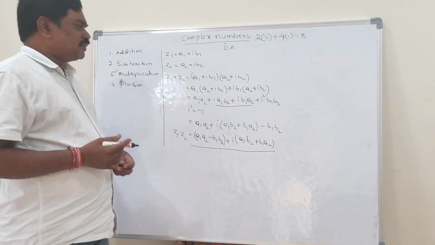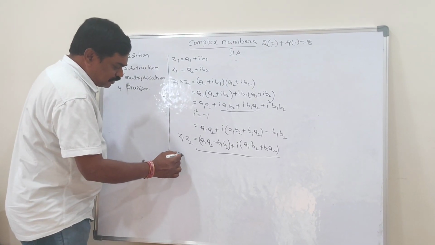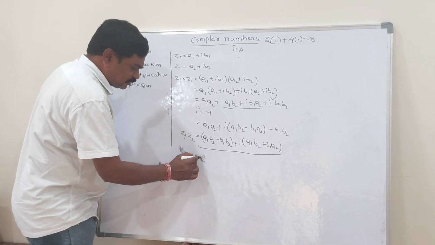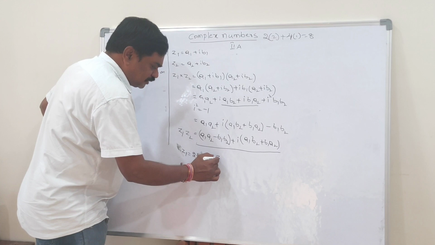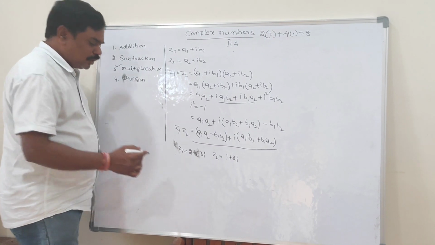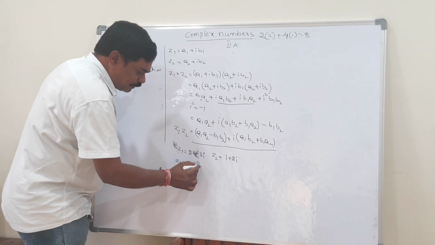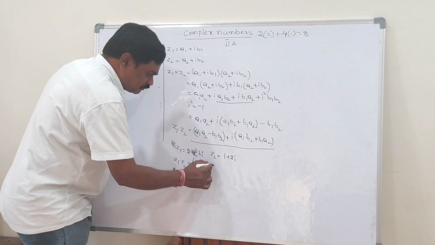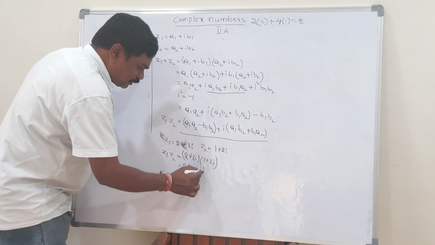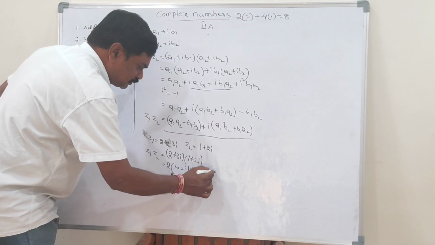How to multiply? Suppose you take one example problem. Z1 is equal to 2 plus 3i and Z2 is equal to 1 plus 2i. Then how to multiply: Z1 Z2 is equal to (2 plus 3i) into (1 plus 2i). Here 2 into (1 plus 2i) plus 3i into (1 plus 2i).